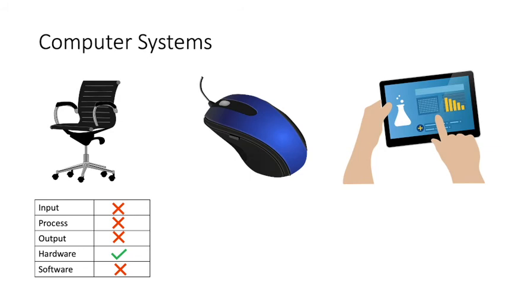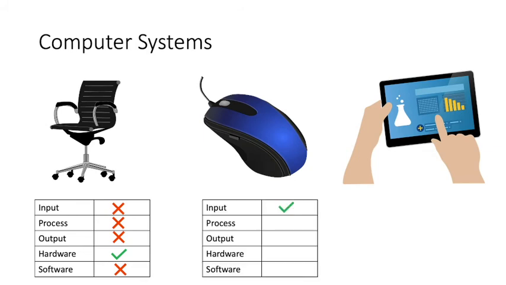What about a mouse? Well, it does take inputs because it's got the mouse buttons which you can click, but there's no process taking place, and the output doesn't occur on the mouse. It is hardware, but there's no software. That's all part of the complete computer system.